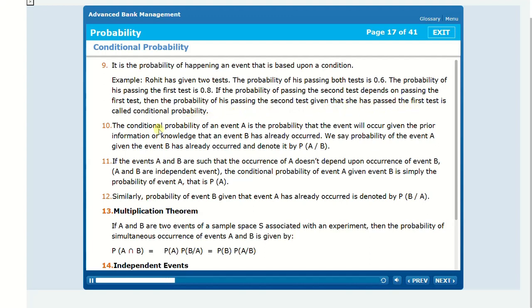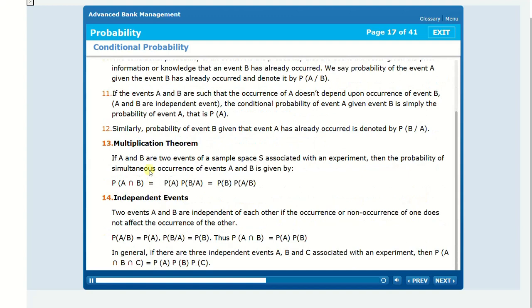The conditional probability of an event A is the probability that the event will occur given the prior information or knowledge that an event B has already occurred. We say the probability of the event A given that the event B has already occurred, denoted by P(A|B). If the events A and B are such that the occurrence of A doesn't depend upon the occurrence of event B, the conditional probability of event A given event B is simply the probability of event A, that is P(A). Similarly, the probability of event B given that event A has already occurred is denoted by P(B|A).